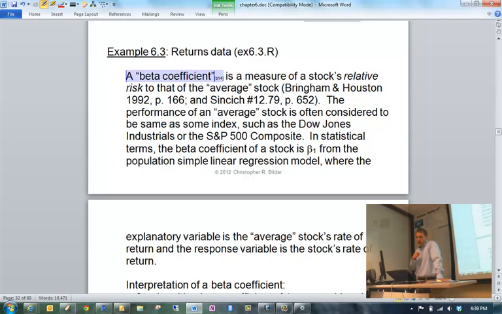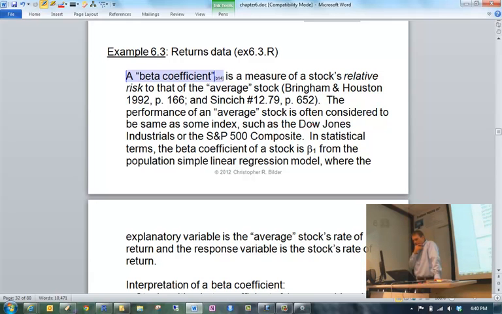So what a beta coefficient is in finance and investments, it's a measure of a stock's relative risk compared to that of the average stock. Often investors want to know how risky a stock is compared to an average stock, where the average stock is often thought of as some kind of index, maybe the S&P 500 index, for example. Am I taking on more risk than if I would just put my money into an S&P 500 index mutual fund, or am I taking on less risk?